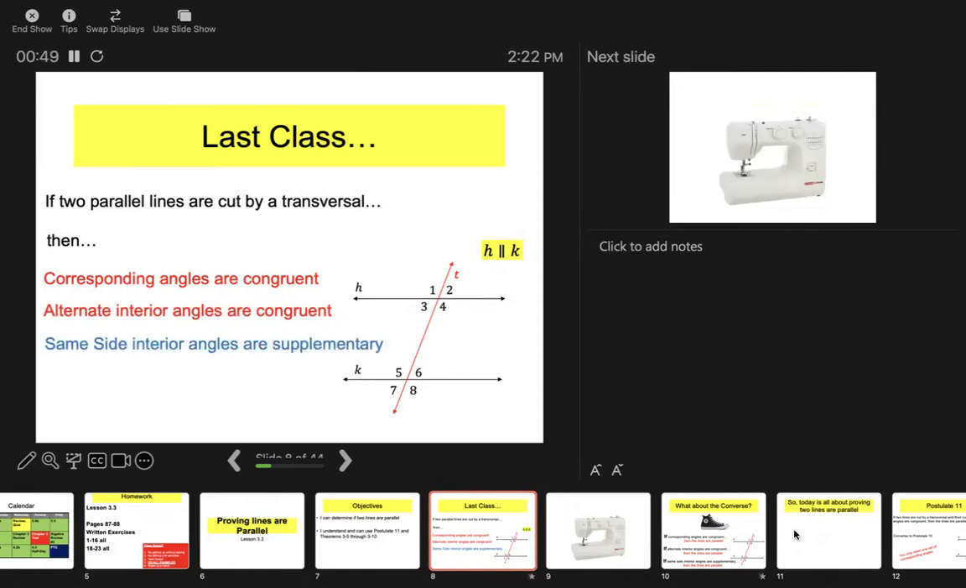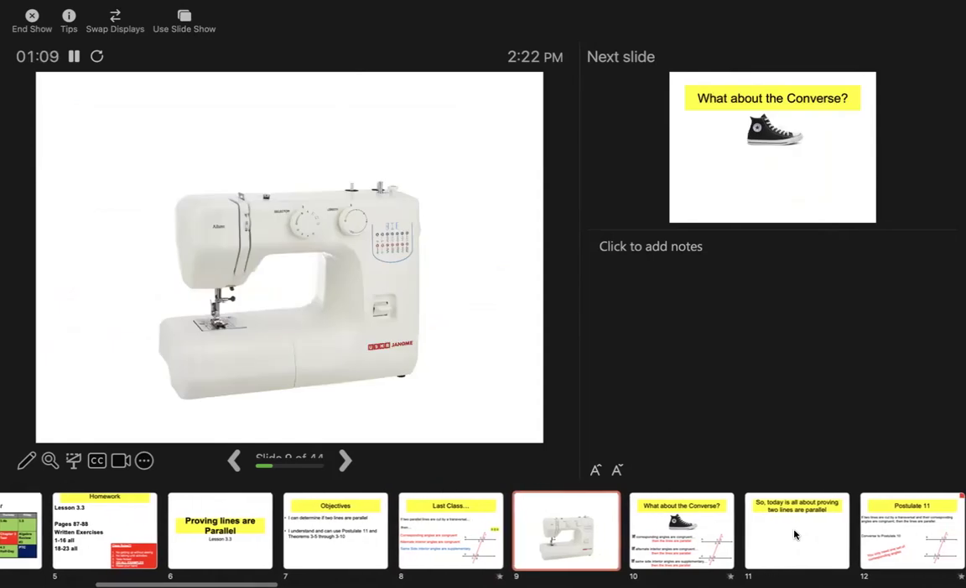And lastly, same side interior angles are supplementary. In other words, the measure of angle 3 plus the measure of angle 5 equals 180, and the measure of angle 4 plus the measure of angle 6 equals 180. Those were the 3 main consequences. I made 2 of those red to show those are the congruent ones, and the one in blue, that's the supplementary one. We had a couple other ones, but they were minor.